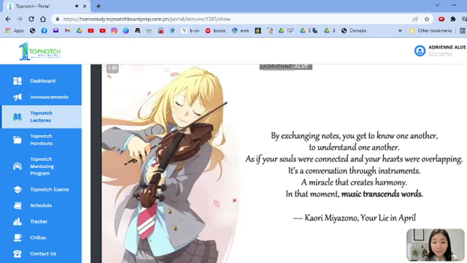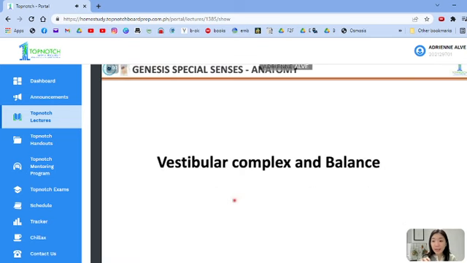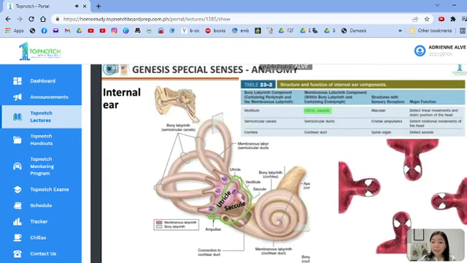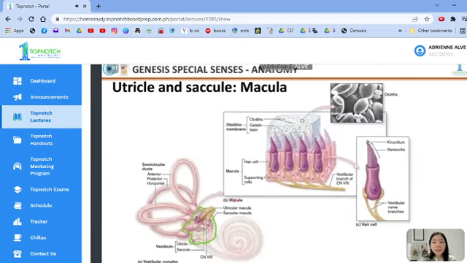So that was hearing, guys. Now let's move on to the vestibular complex and balance. How do the utricle and saccule detect linear movements and the static position of the head? The walls of the utricle and saccule each have a special area called the macula. The macula contains sensory hair cells that have connections to the nerves. Projecting from each hair cell are many stereocilia and one kinocilium. This is all embedded in a gelatinous matrix which has otolith crystals.